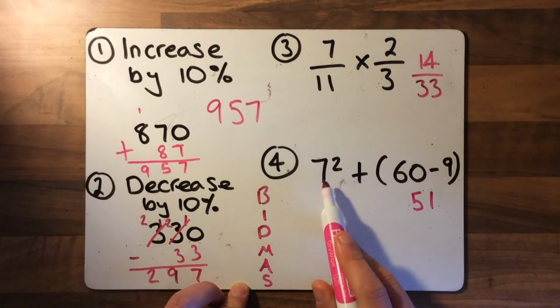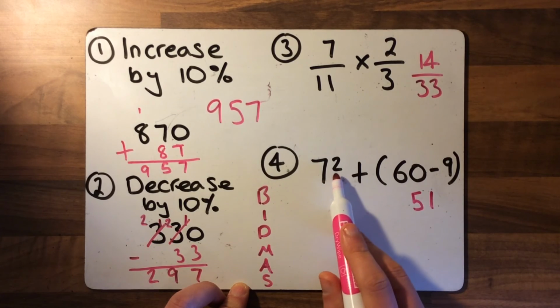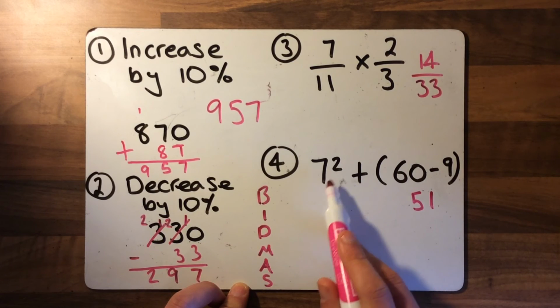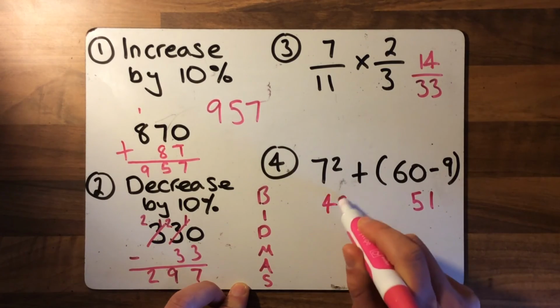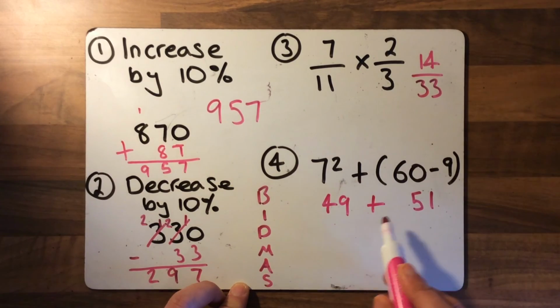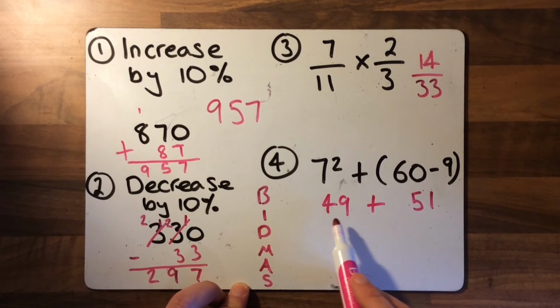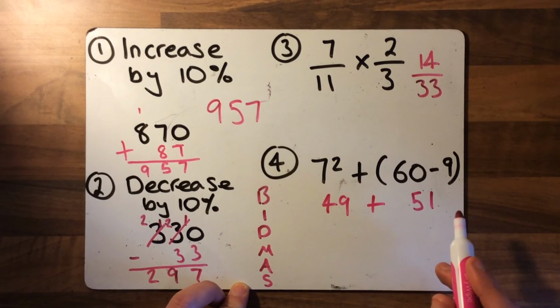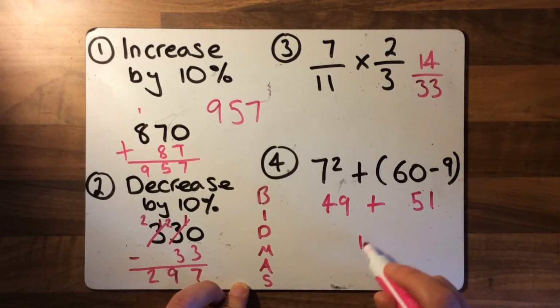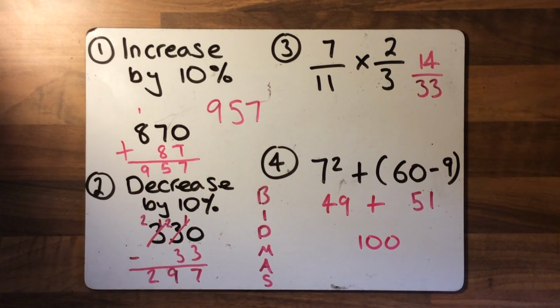Next step is to look at the indices, which we have here, which is 7 squared. It's not 7 times 2, it's 7 times by itself. 7 times 7 is 49. And we've got this addition here, haven't we? There's no other operation left to do. So it's the addition. So 49 to 51, you might be able to do that in your head. If not, you could write it out. Gets you to the answer of 100.